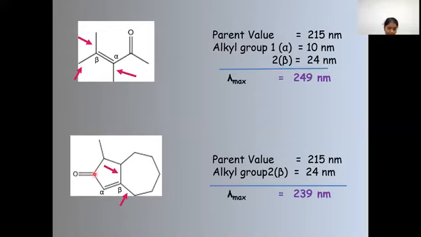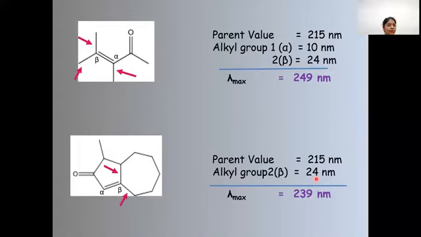Carbonyl molecule. After the carbonyl, this carbon is alpha and this is beta. This is the parent molecule. Now, there is no substituent on the parent molecule, only ring residues or alkyl groups. From the beta carbon, two alkyl groups or ring residues are attached. So this is 24 nanometer.